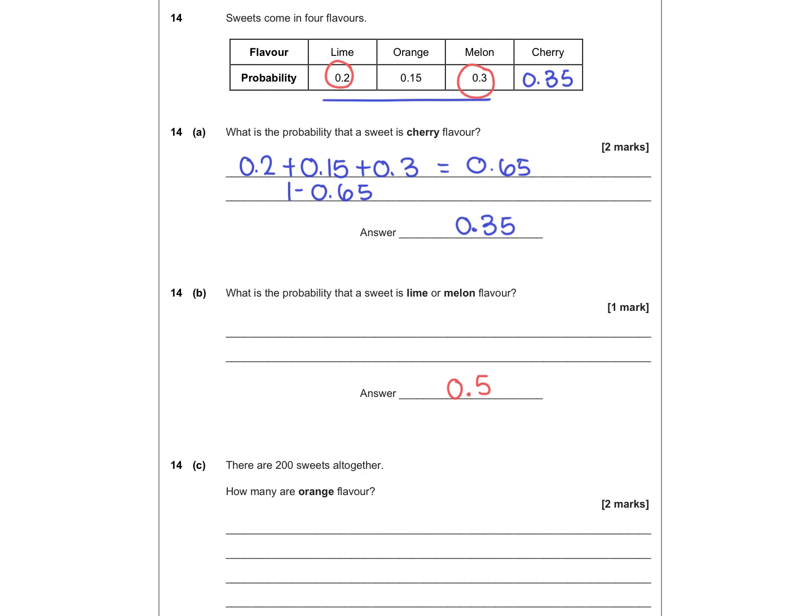So we're kind of looking for 15% orange, or 0.15 times 200. Now the 0.15 came from right here, because that is the probability that we choose an orange sweet. So 0.15 times 200, which is going to give us 30. There is 30 orange sweets altogether.